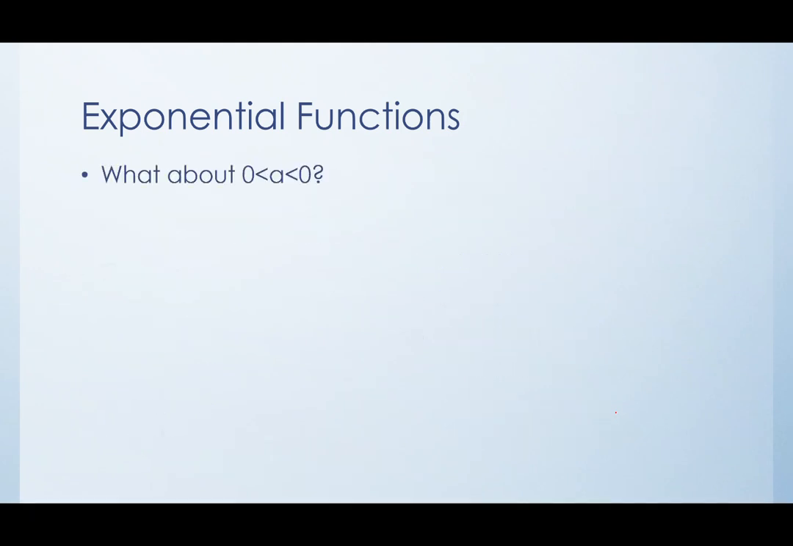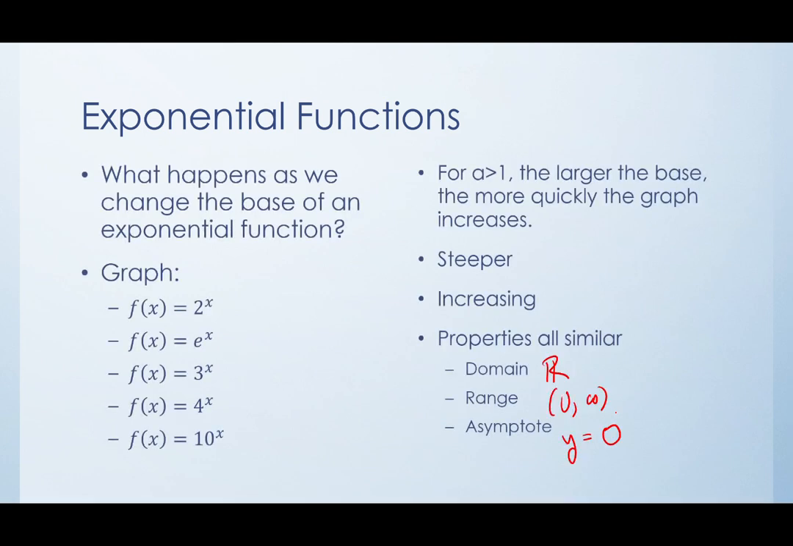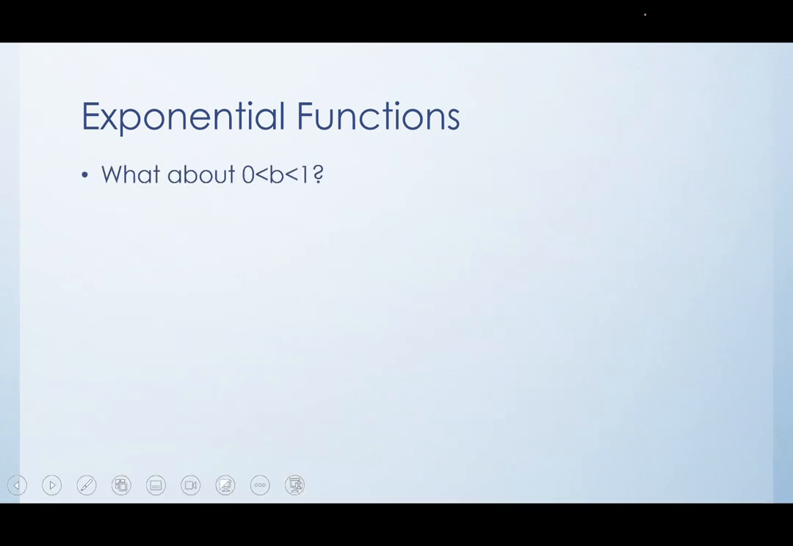Okay, so what about if we have a base between 0 and 1? And of course my A is here. I don't know how I did that. That should be a B. We're going to fix the other one. Hopefully that's the end of the typos, right? So when we're talking about base, we're talking about B. All right, so what if our base is between 0 and 1?